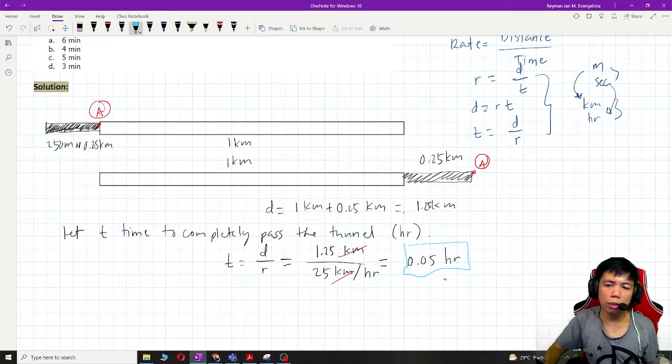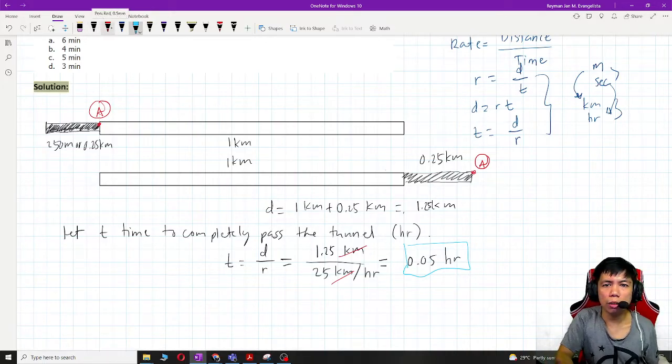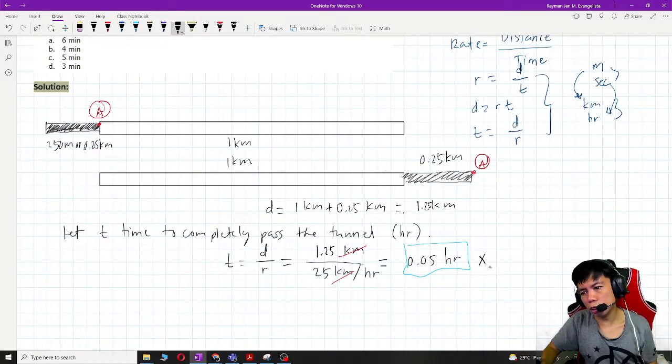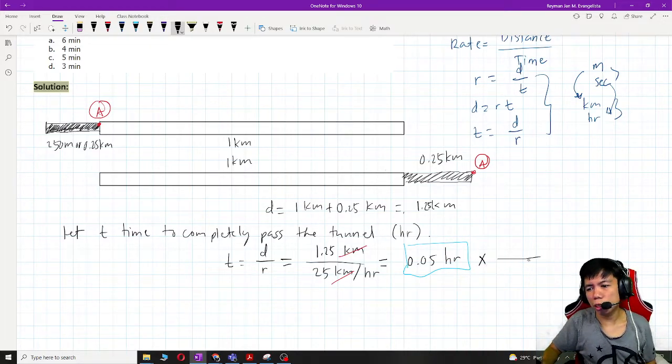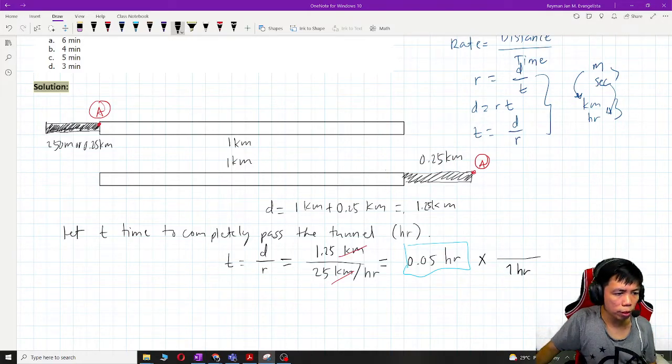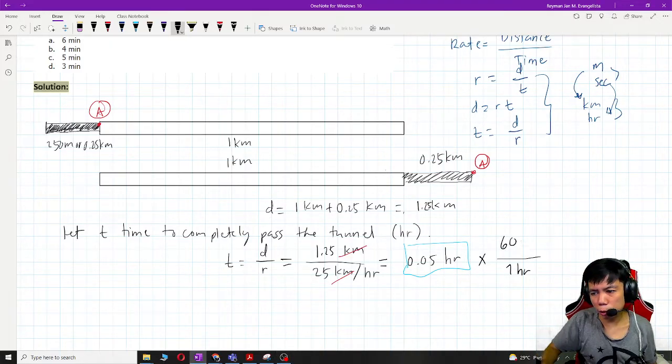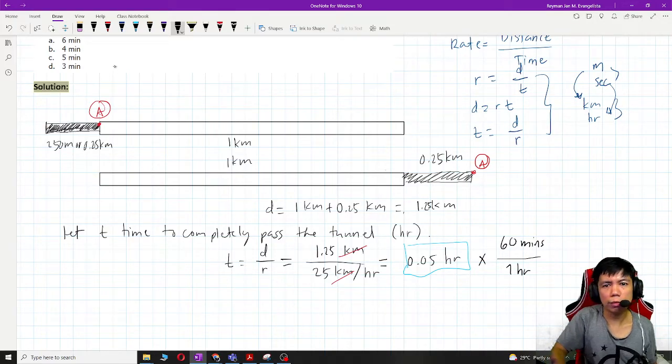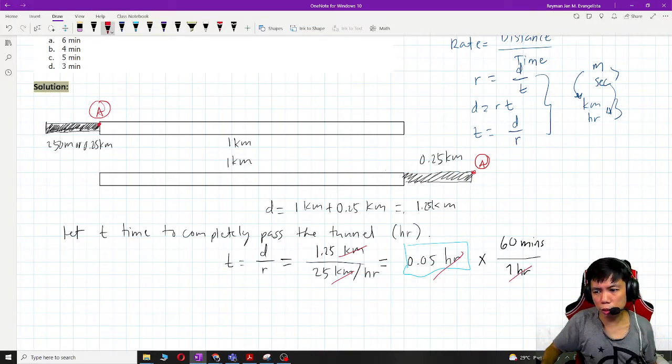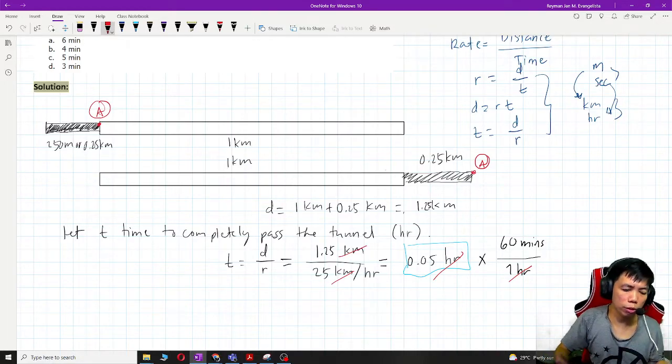Okay, so you will convert this time into minutes na. So to do that, convert natin siya na. Okay, so by using the conversion, in 1 hour, meron tayong 60 minutes. Okay, ayan, so cancel yung unit na hour dyan. So 60 times 0.05, that is 3.